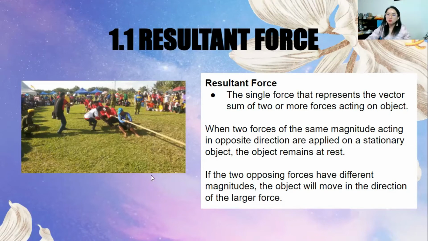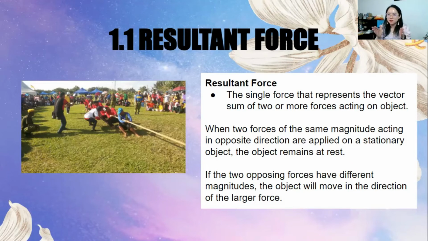So what is the resultant force? Resultant force is the single force that represents the vector sum of two or more forces acting on an object. For example, in tug of war, if you have two teams that pull the rope to the other side, whichever side has the greater force, it will move to that side, right? So that's what you understand about it. So that will become the resultant force.